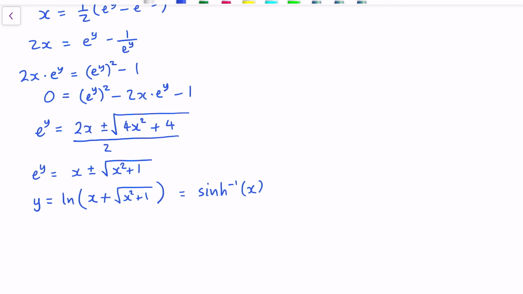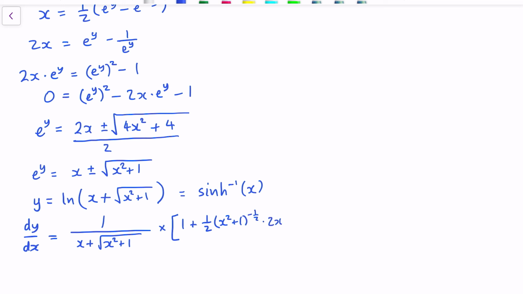Okay, so the original function was in terms of e to the x. The inverse function, no surprises, is in terms of log. So if I diff this, I know how to diff log, it's just 1 over. But then I times by the inner derivative, which is 1 plus x squared plus 1 to the half diffs to half x squared plus 1 to the minus a half times by 2x.